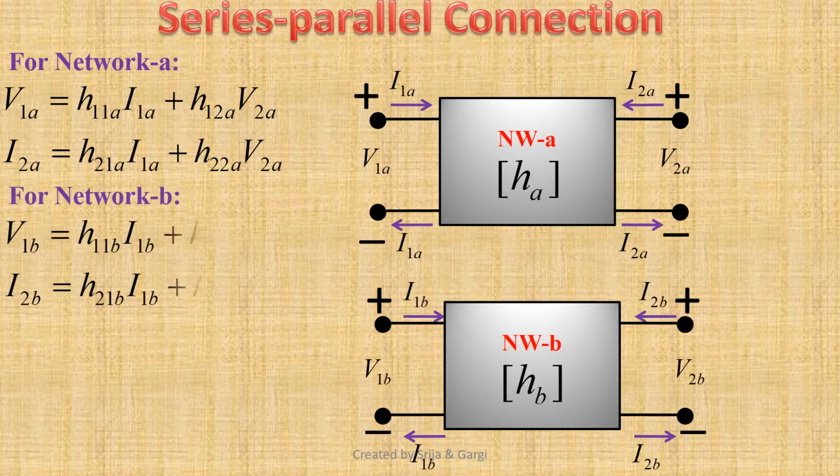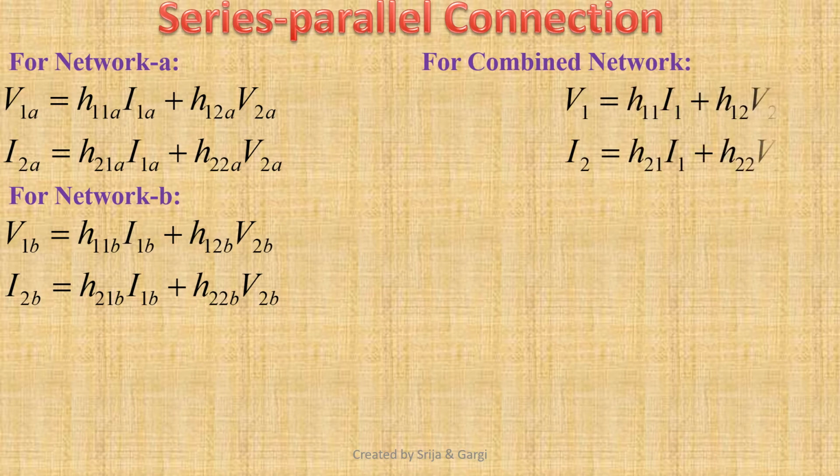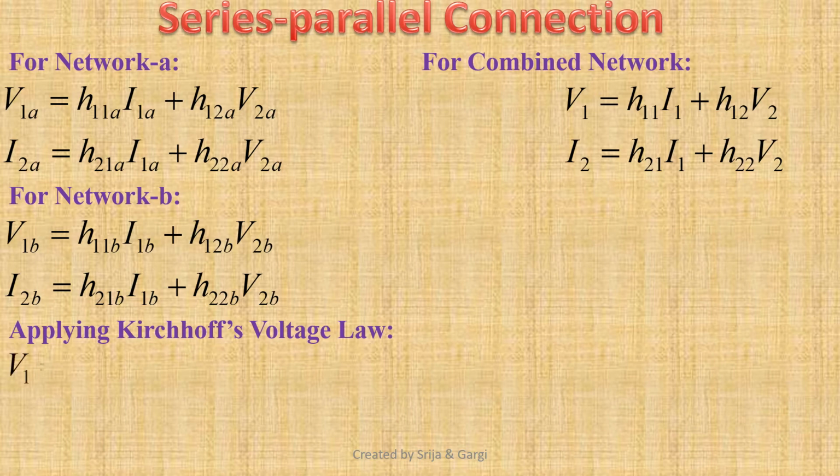For network B we can write V1B equals H11B I1B plus H12B V2B, and I2B equals H21B I1B plus H22B V2B. For the combined network, we can write V1 equals H11 I1 plus H12 V2, and I2 equals H21 I1 plus H22 V2.